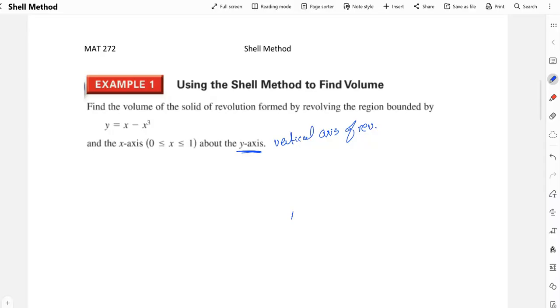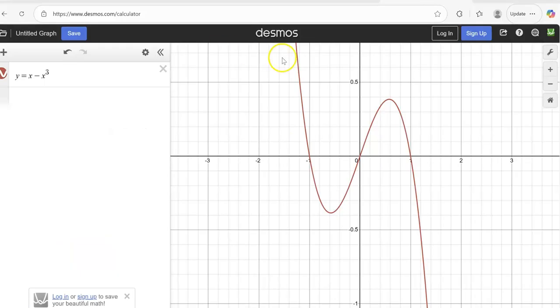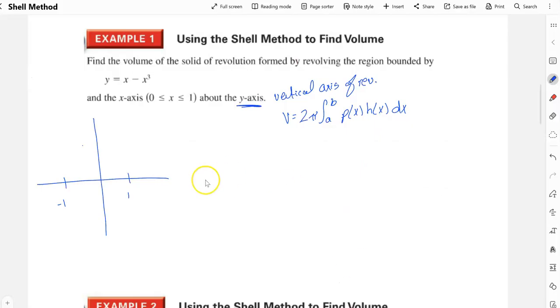So my volume is going to be 2 pi, integrating from a to b, p of x, h of x, dx, where dx is representing the thickness of each of the shells here. So if I were to graph y equals x minus x cubed, so here's my function. And I'm going to recreate this on my graph down here.